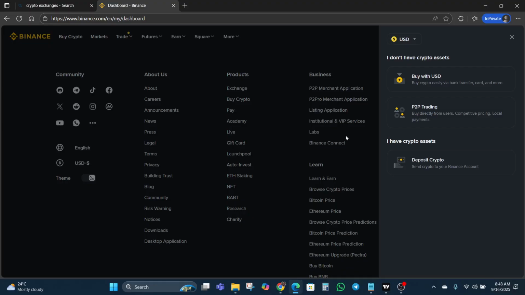By following these steps, you'll be ready to open a crypto trading account confidently. You will understand the importance of choosing the right exchange, verifying your identity, setting up security measures, and funding your account safely.